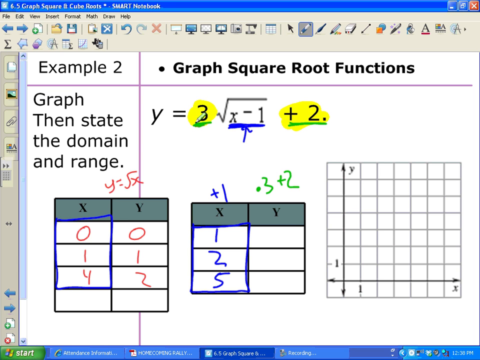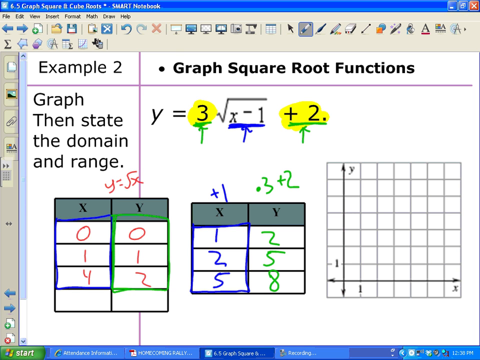And now my y values. My parent's y values were 0, 1, and 2. This time, this function has changed. My y changes by a multiple of 3 and addition of 2, times 3 plus 2. So I'll go 0 times 3, which is 0, plus 2. 1 times 3 is 3, plus 2 is 5. 2 times 3 is 6. 6 plus 2 is 8.